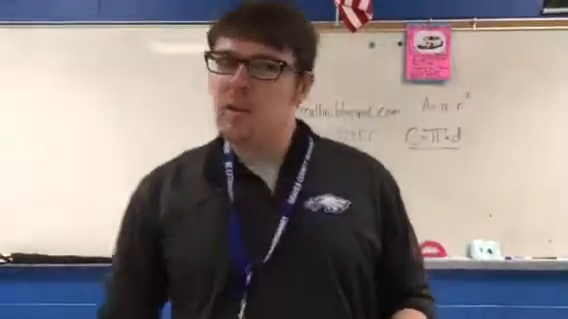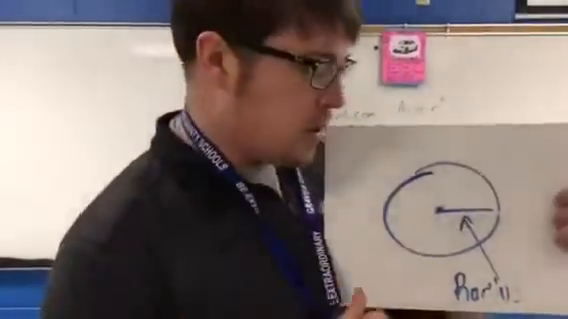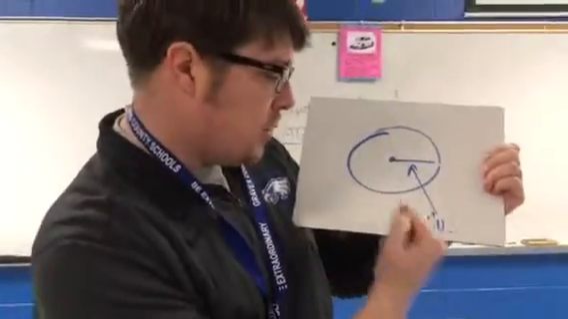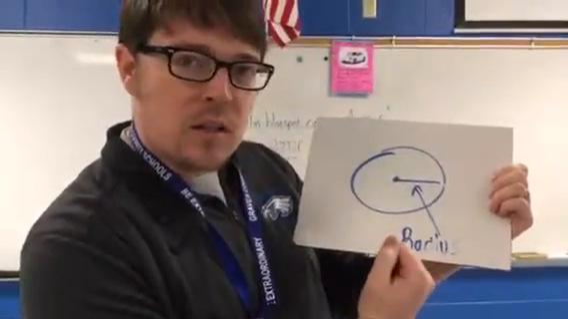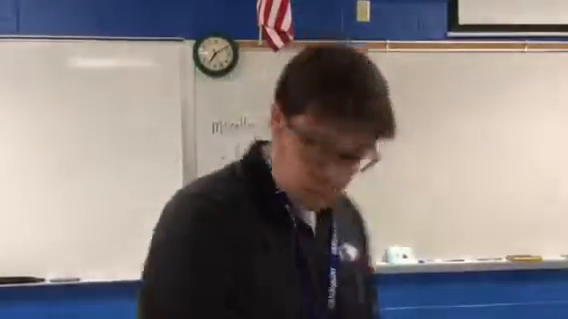There are some other things about a circle that you need to know also. This is a picture of it. This is called the radius. It goes from the center to the edge. That's called the radius. You need to know that.